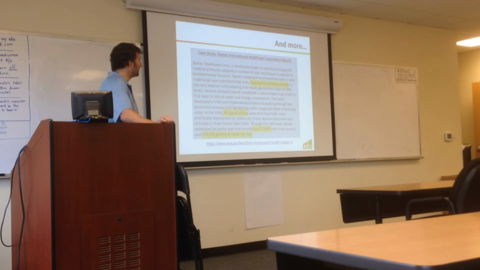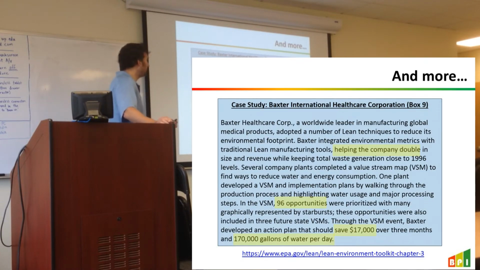This is another one, Baxter International Healthcare. They tried to reduce their environmental metrics even though the company was doubling in size and revenue, but they wanted to keep their waste generation down to their 1996 levels. So they ended up doing a value stream map, and they identified 96 opportunities. If implemented, they would save $17,000 and 170,000 gallons of water per day. I didn't find what they actually ended up doing, but this is just an example out there.